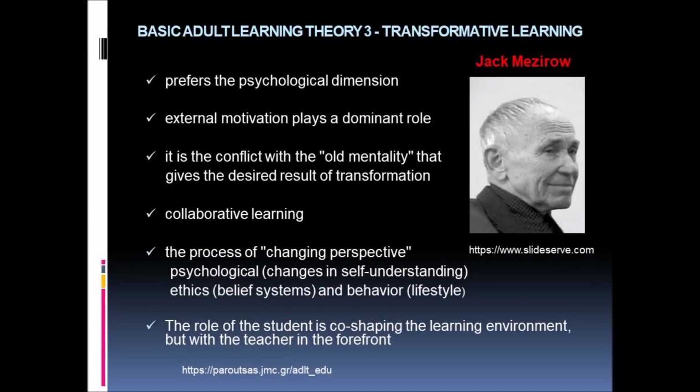The last basic adult learning theory is Mezirow's transformative learning. In this theory, the psychological dimension is foregrounded. The external motivation also plays a dominant role, and the same applies to collaborative learning. But there is reference to conflict with the old mentality, because it can trigger the desired result of transformation. There is also reference to the idea of changing perspective in terms of psychological, ethical, and behavioral changes. The role of the student here changes from a self-directed learner to a co-shaper of the learning environment, as the teacher remains in the forefront.